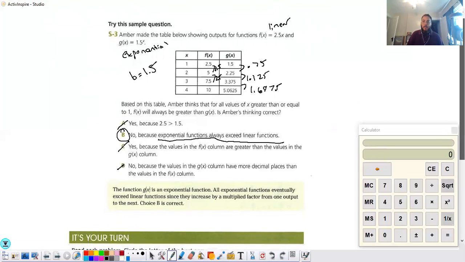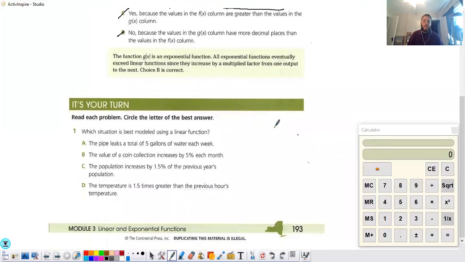All right, so now let's take a look. It's your turn. It says, read each problem, circle the letter of the best answer. So which situation is best modeled using a linear function? So linear function, common difference. All right, we're adding or subtracting the same number. The pipe leaks a total of 5 gallons each week. So each week we add 5 gallons more. This is looking like it's going to be our answer, but let's check the other ones here.